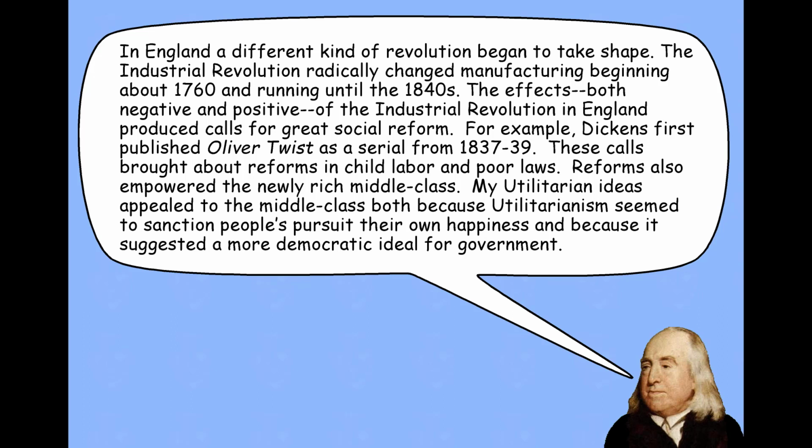Now, in England, we see a different kind of revolution beginning to take shape. The Industrial Revolution radically changed manufacturing, beginning about 1760 and running until about sometime in the 1840s. Now, the effects, both the negative and the positive effects of the Industrial Revolution in England, produced calls for great social reform. So, for instance, Dickens first published Oliver Twist as a serial from 1837 to 1839. Now, these calls for social reform brought about reforms not only to things like child labor laws and poor laws, but it also empowered a newly rich middle class.